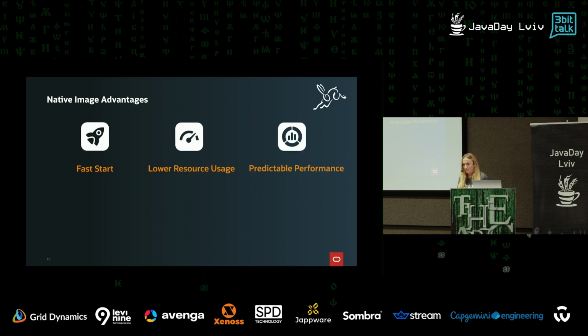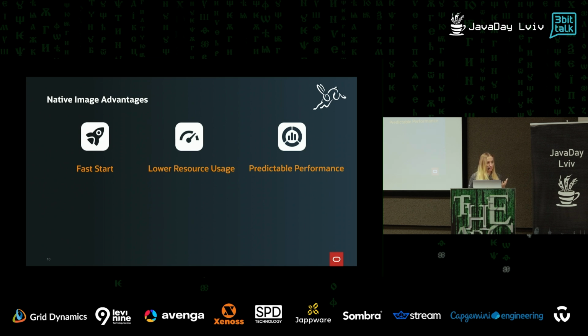Predictable performance. The application is stable, it's static. You fix the resources at build time, so native image should know at build time about all the resources you are going to use at runtime. Build time is where you compile your application into a native image binary, and runtime is when you run it.